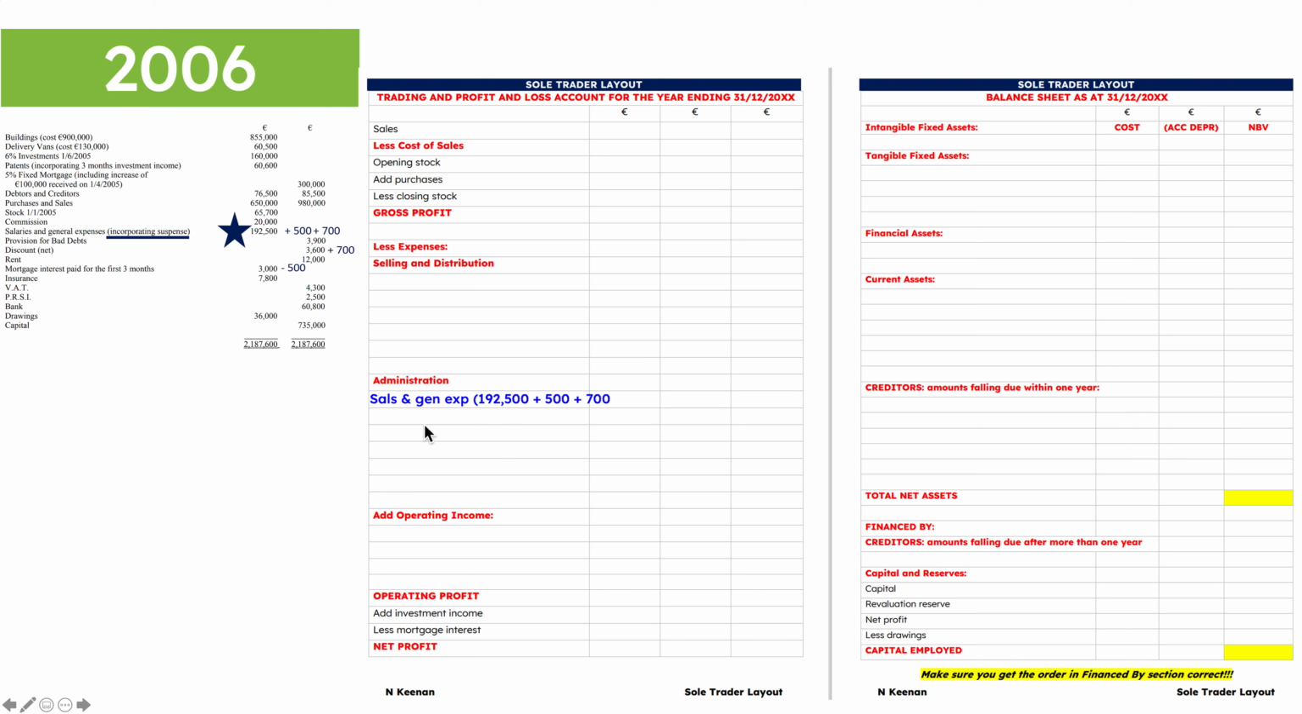We will have salaries and general expenses, 192,500 plus 500 plus 700. The discount received, we'll have our 3600 plus our 700. And in the mortgage interest due, we will have the amount for the year minus 2,500 instead of the 3,000 that we had here in the trial balance.